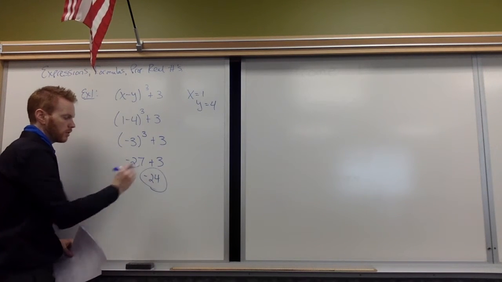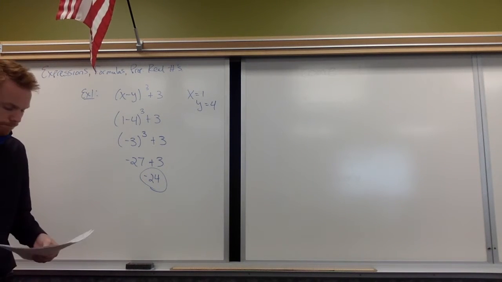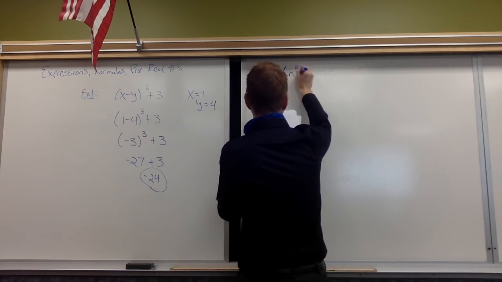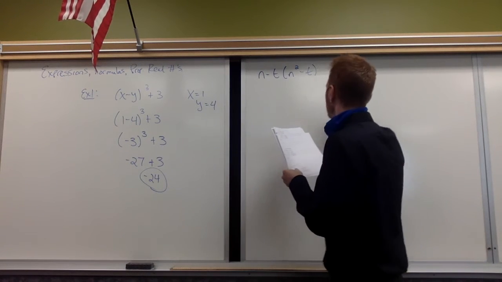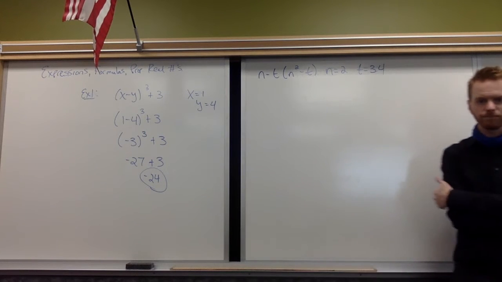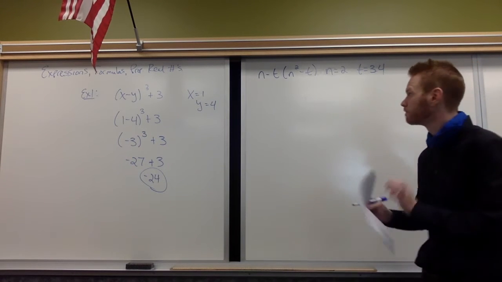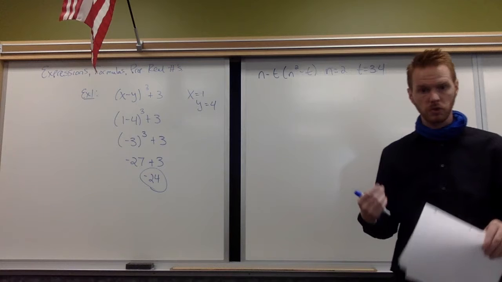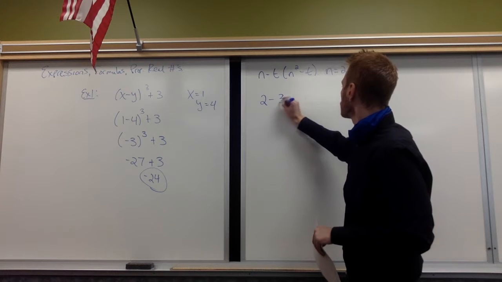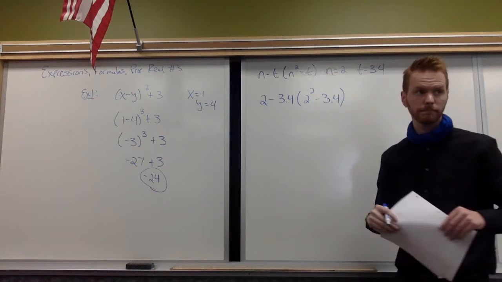So add those together, and we get negative 24 as our final answer. Okay? Not too bad. Let's try the next problem. This one has a decimal, but that's okay. Decimals aren't too bad. N is 2, T is 3.4. So let's go ahead and plug these numbers in and evaluate the expression. And feel free to pause the video at any time so you can do this yourself and then check. So it's going to be 2 minus 3.4 times the quantity 2 squared minus 3.4.